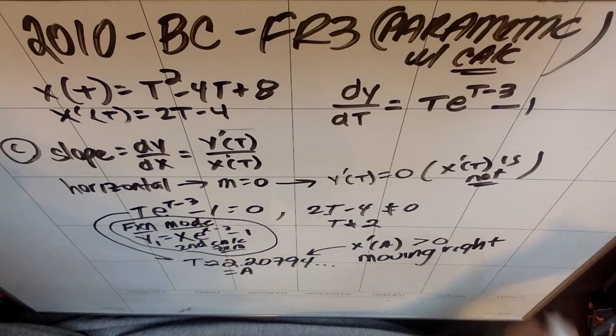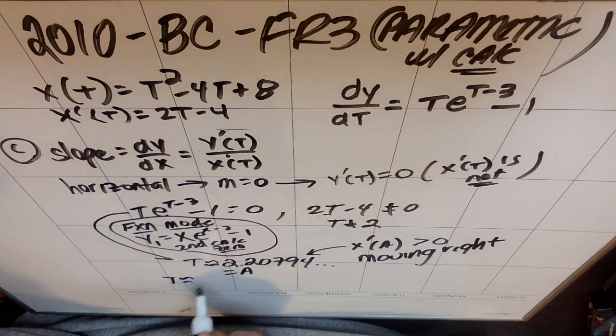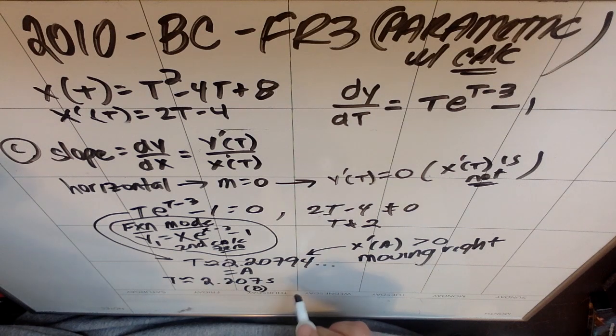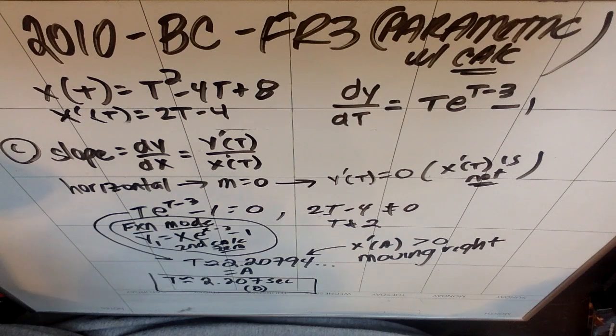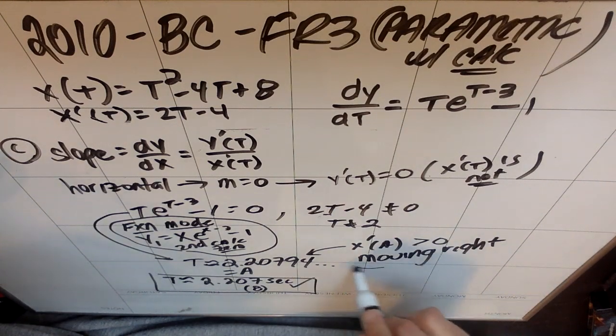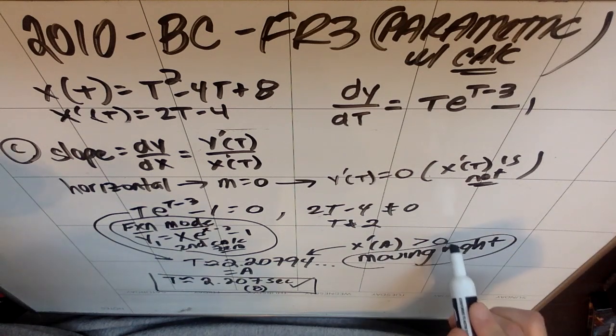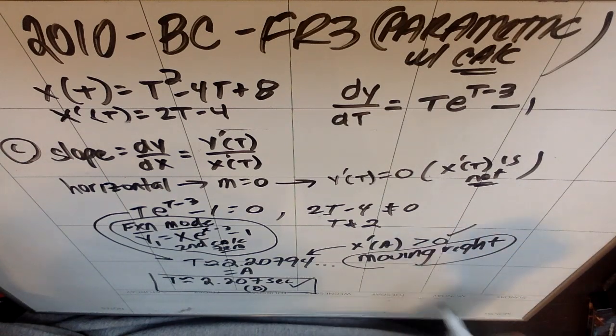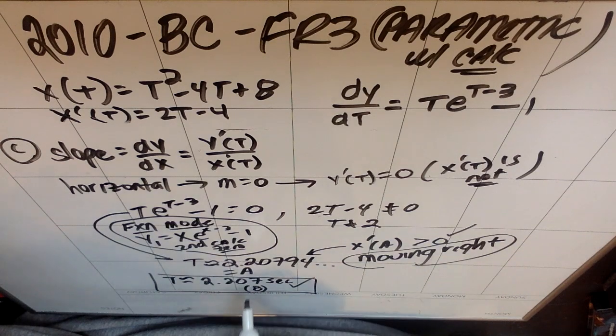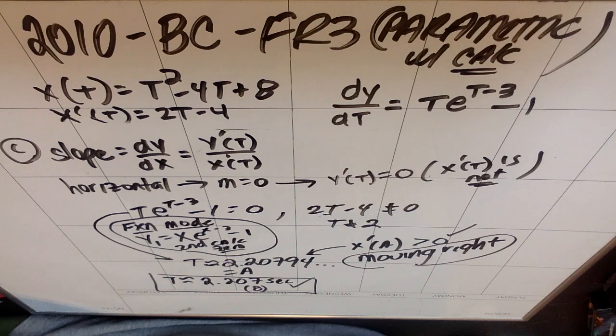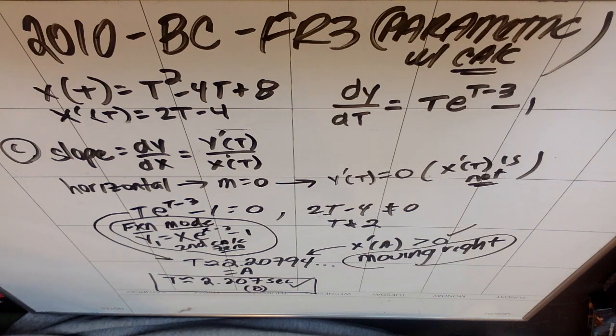So what they're looking for here is they first want this t value, so 2.20 either 7 or 8, depending on if you round or truncate, and it should be in seconds, because everything's been measured in seconds. So they want this answer. When does it have a horizontal tangent line? So that's when. And then they ask, which way is it moving? I explain that it's moving right, and give a justified reason. I explain that moving right is because x prime of that point that I called A, and you could also just write all the coordinates, that's fine, is greater than 0. So that's my part C. All right.